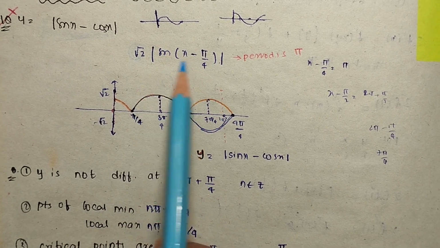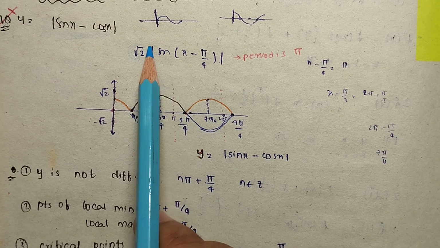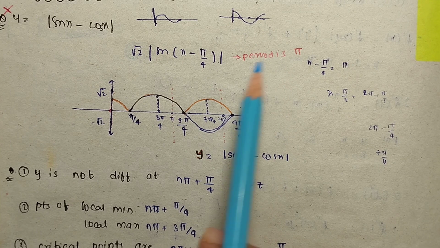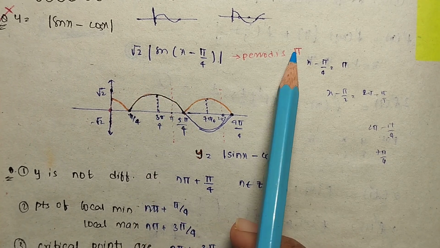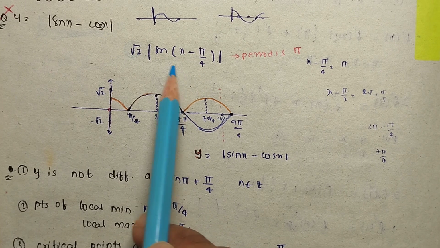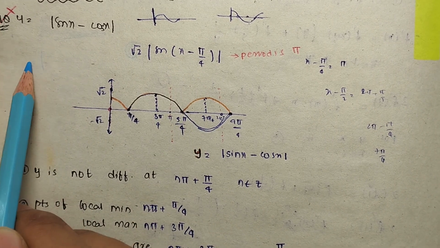So you can clearly see that the period of sine is 2 pi. Since it is inside the mod, the period is pi. So this function repeats for every pi radians. Now, normally the sin x graph would be looking like this.